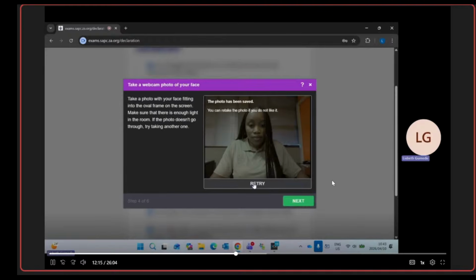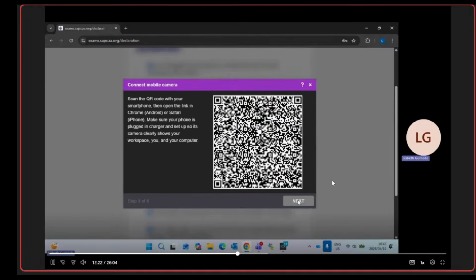Now the system is happy with the photo that I've taken, and only then will there be a next button. Now I will click next. Now it gives you a QR code. This is where your smartphone comes in.